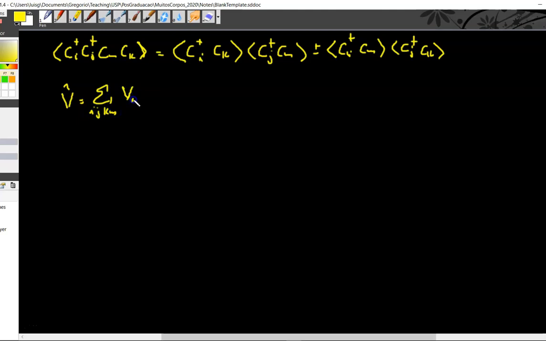IJKM, VIJKM, CICJ, CMCK. Now, and this of course is valid for mean field.